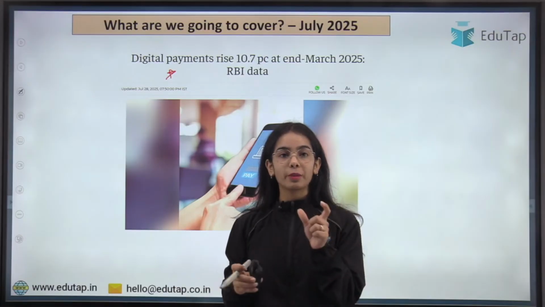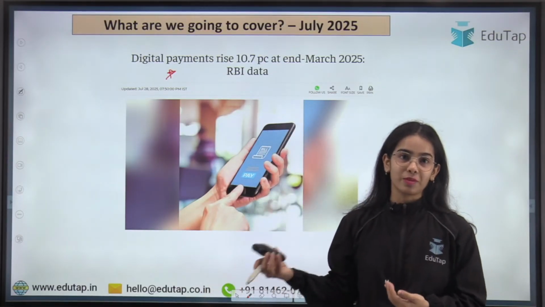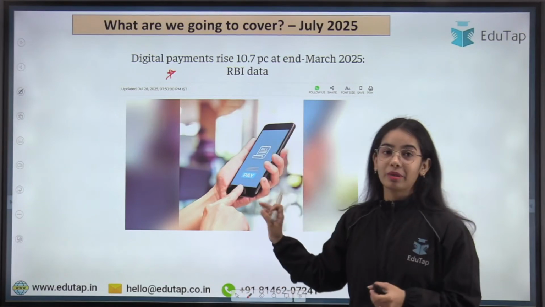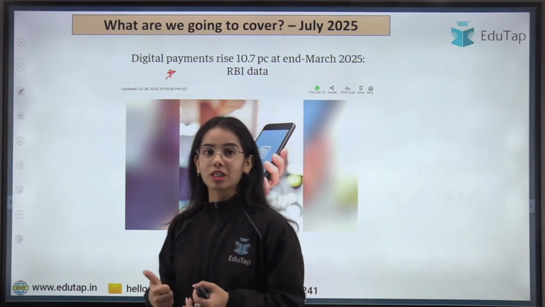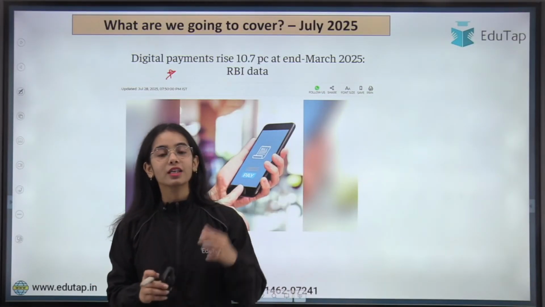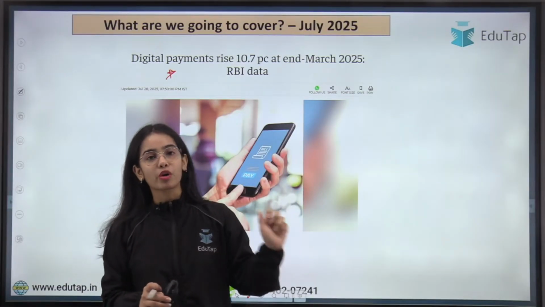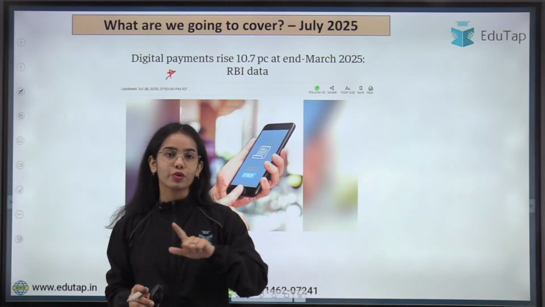What are the main parameters due to which there is an increase in the value of the Digital Payment Index? I hope I'm clearly audible and visible. First of all, give me a thumbs up if everything is fine, and let's start with this Digital Payment Index so that you have clarity about the index, and this index is important from the descriptive and objective point of view of the examination.